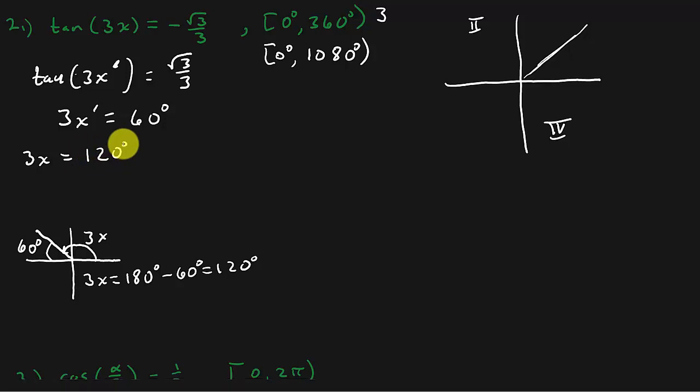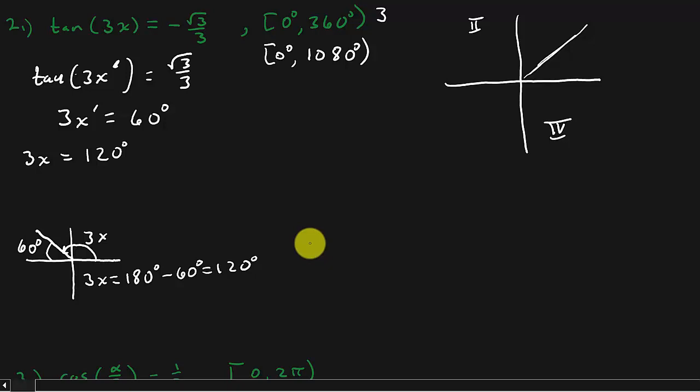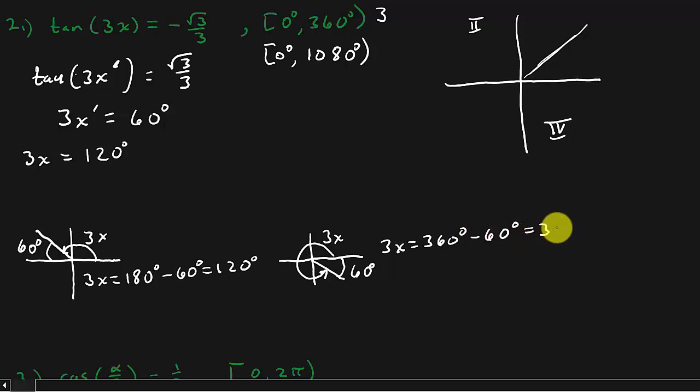All right. So what am I doing right now? I'm going around the first time. So now let's find our solution in the fourth quadrant. So my solution in the fourth quadrant, I need 3x. Here's my reference angle, 60 degrees. So I get 3x is 360 minus 60, which is 300 degrees.